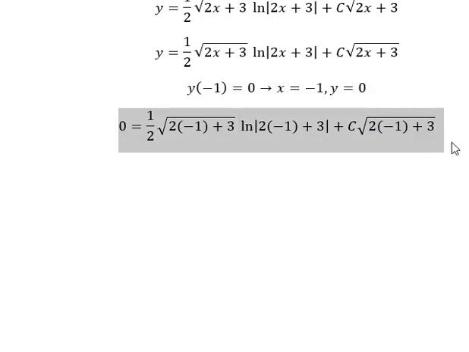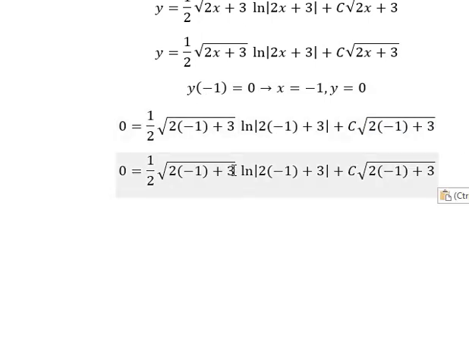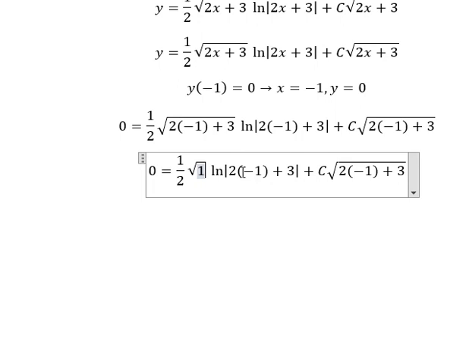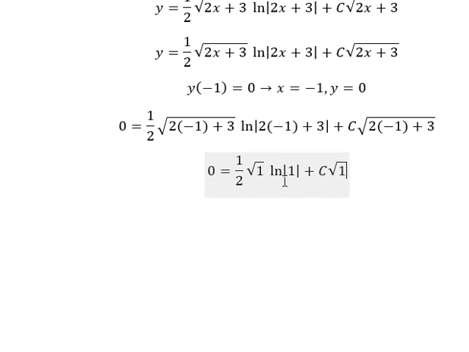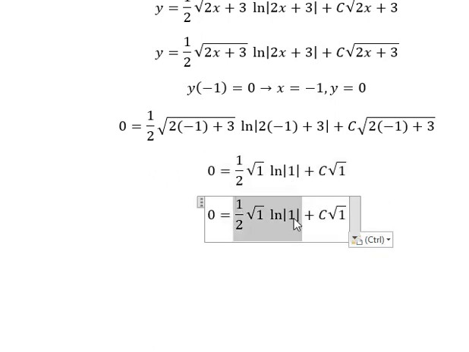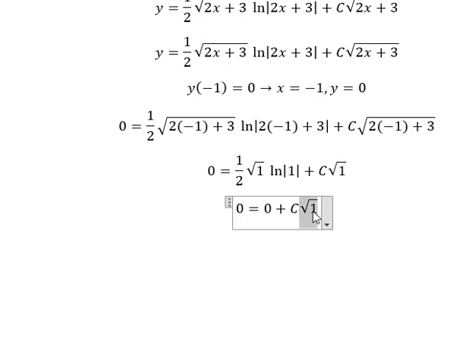Now we need to simplify. This one we have number 1, and number 1. We see that ln number 1 you get 0. So everything in here you get 0. This one we have number 1. So that means c equals number 0.